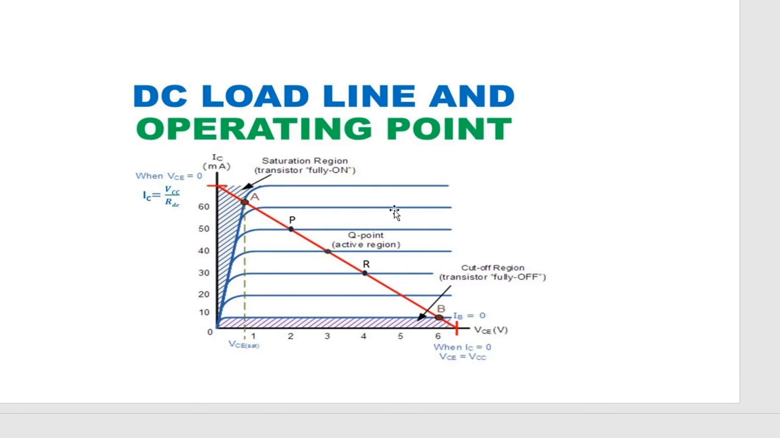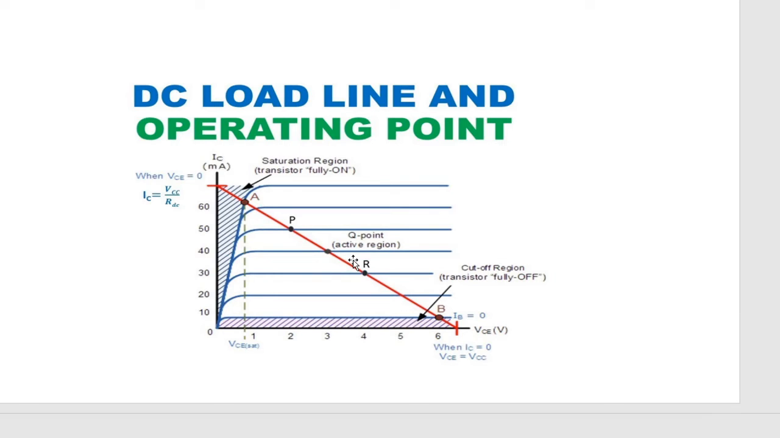Now, this is the same diagram as I explained. So this is point A, the saturation region where IC is VCC by RC. And this is point B, the cutoff region, where the transistor is fully off. VCE will be equal to VCC. In the saturation region, the transistor is fully on.